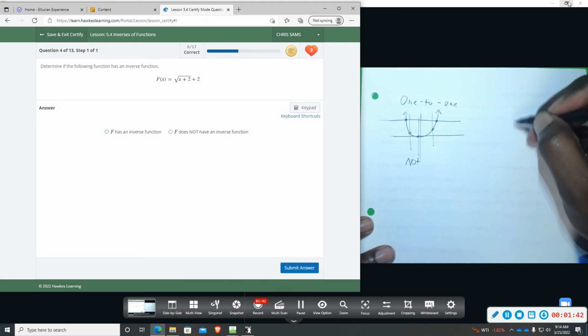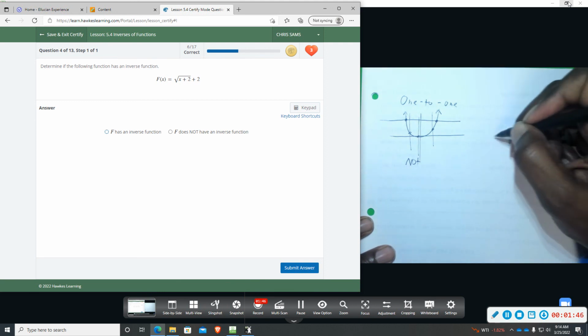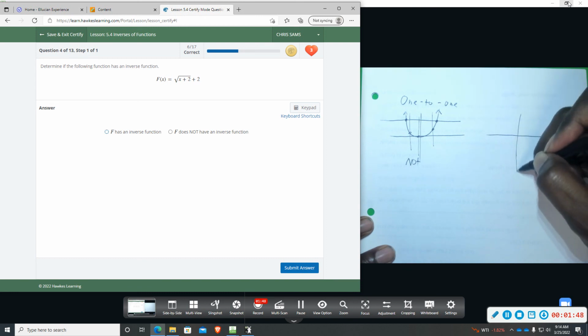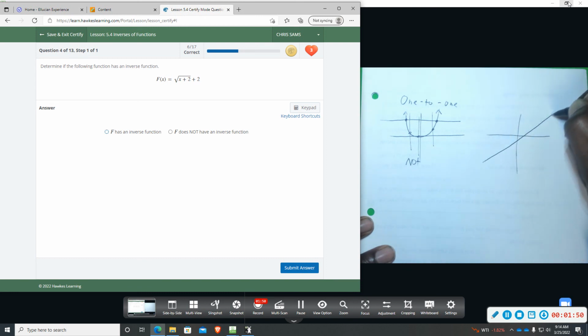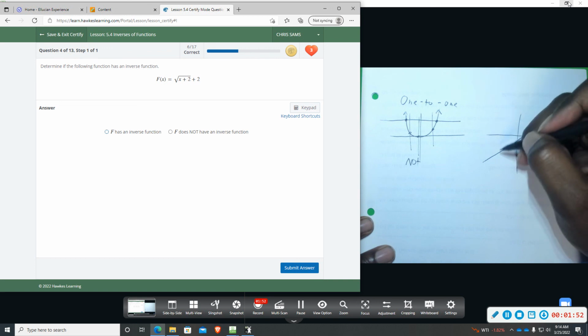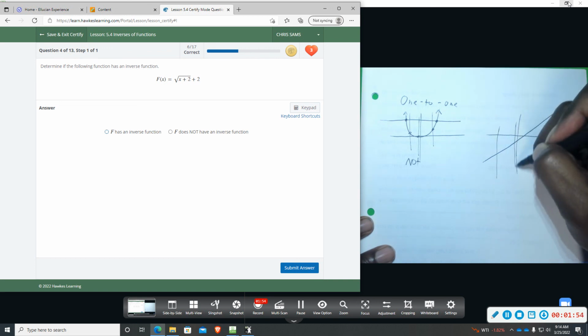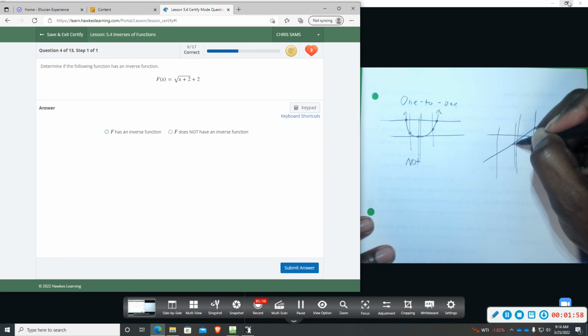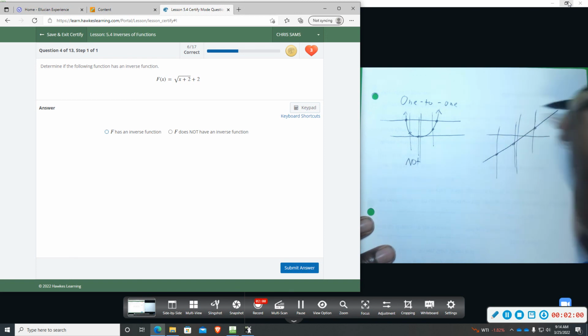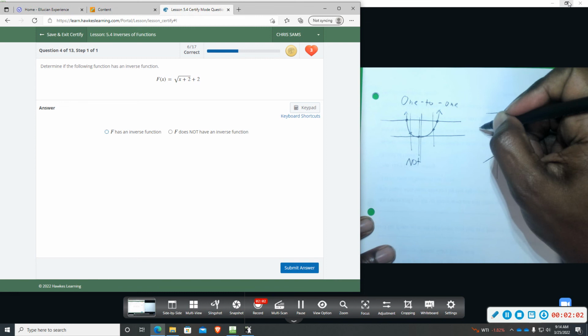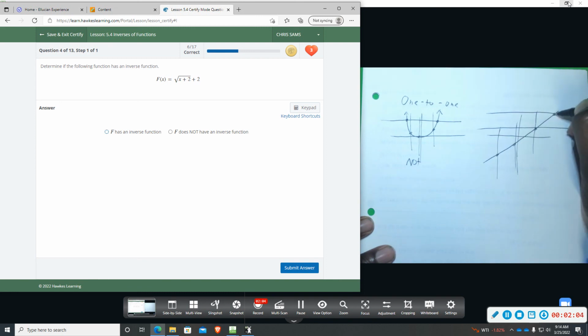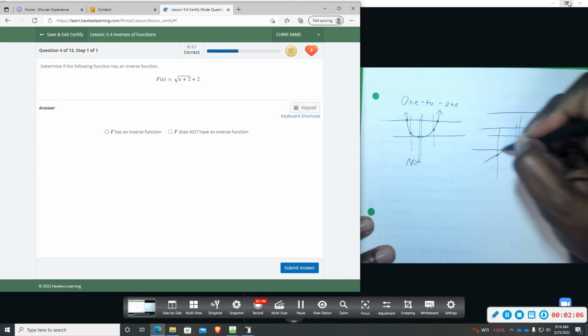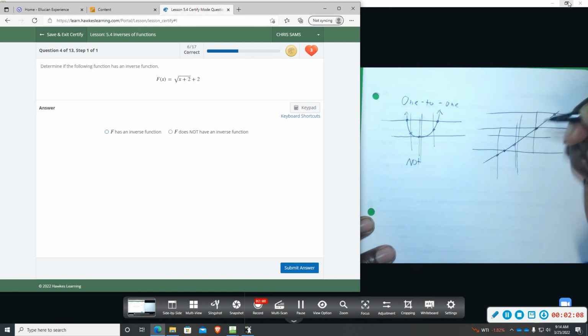Usually those 1-to-1 functions are basically of odd degree of power. So if I just did a linear equation, this would pass the vertical line test, meaning that it is a function, crosses only once. And it would pass the horizontal line test. So no matter where I drew a horizontal line, each horizontal line would only cross one time. So that's what it means, 1-to-1.